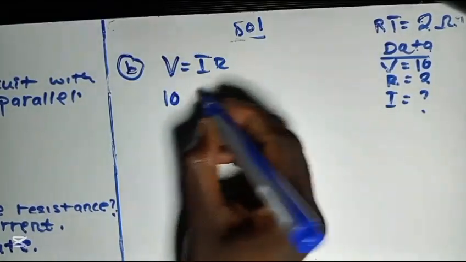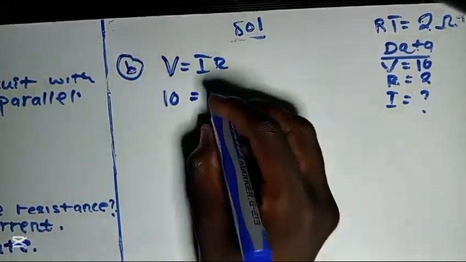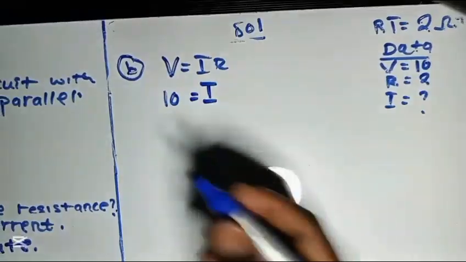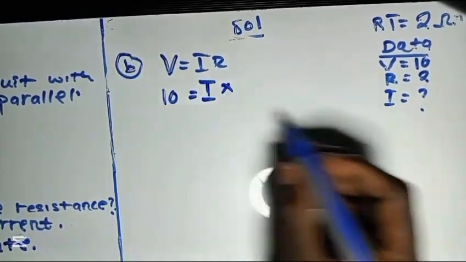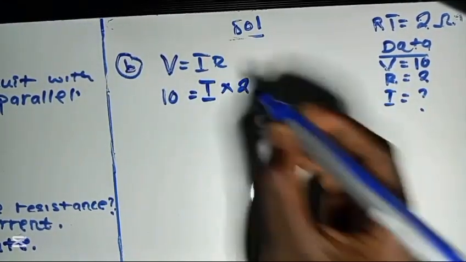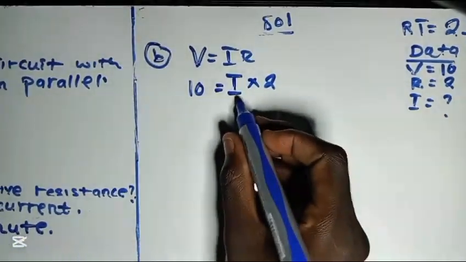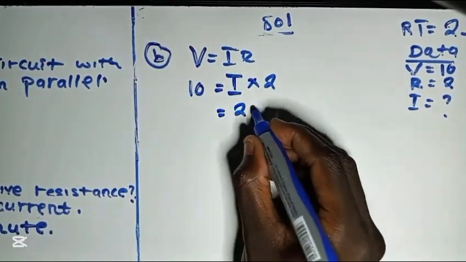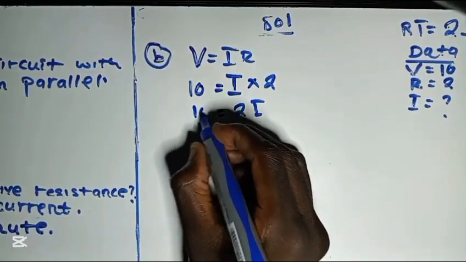So we are going to say V. What is on V? On V we have 10. 10 is equal to, what is I? I is the one we are looking for. We are going to put I, then multiplied by R, which is 2. Then I times 2 is going to give us 2I. On this side we drop the 10.